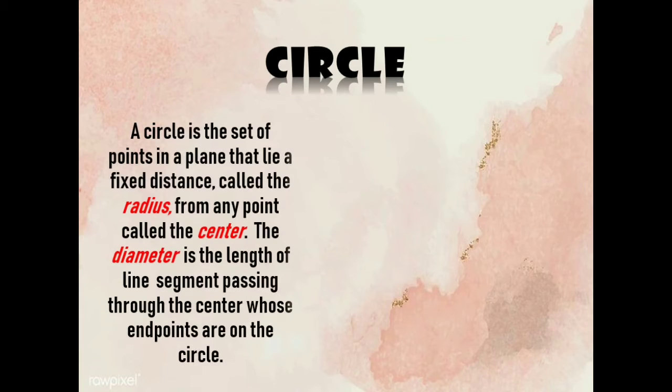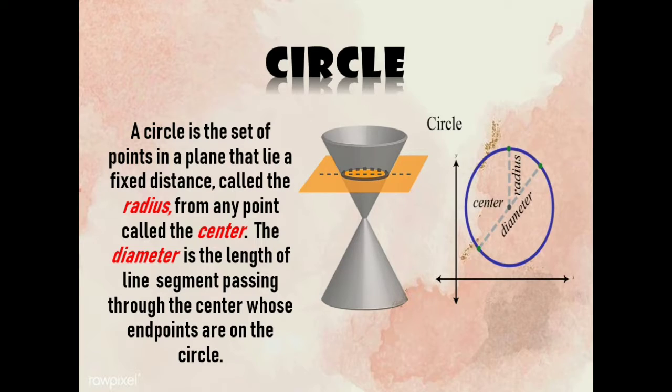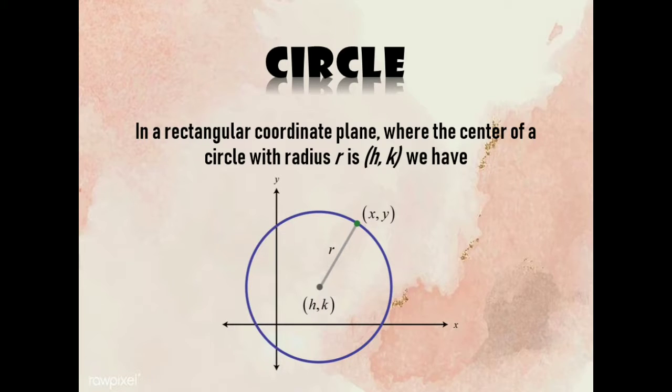A circle is the set of points in a plane that lie a fixed distance, called the radius, from a point called the center. The diameter is the length of a line segment passing through the center whose endpoints are on the circle. In a rectangular coordinate plane where the center of a circle with radius r is (h, k), we have a graph like this.